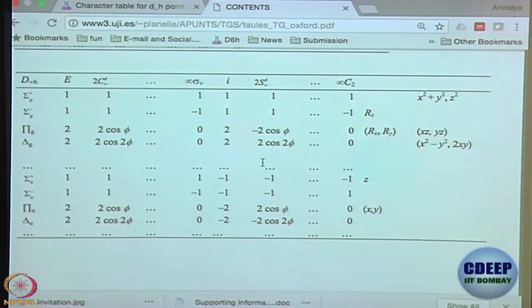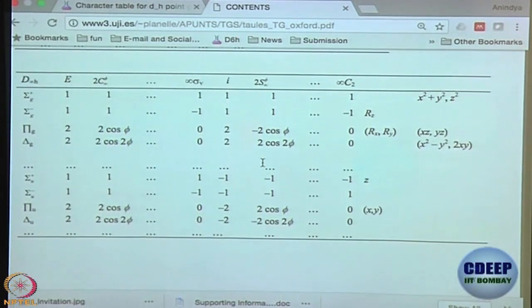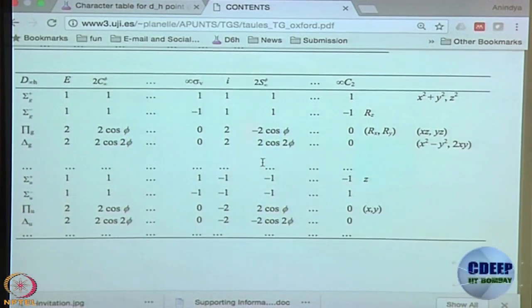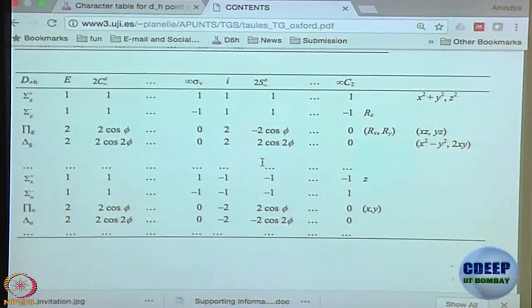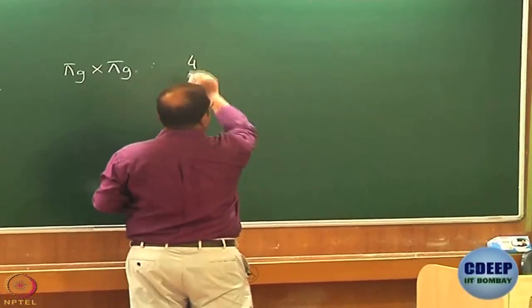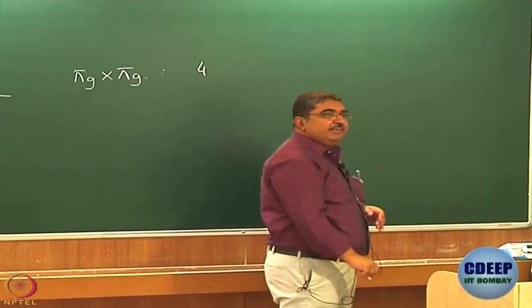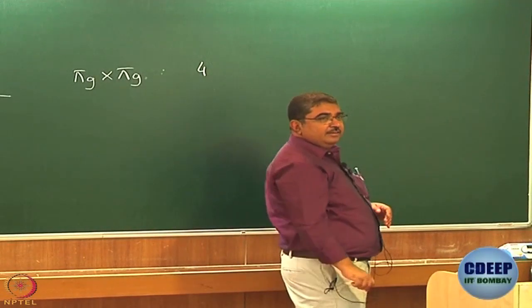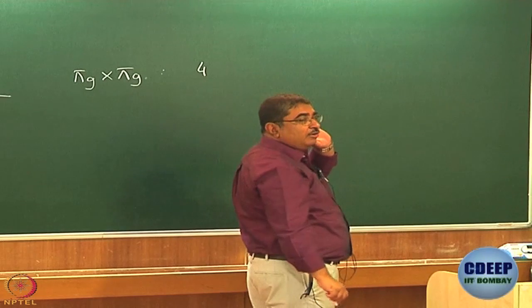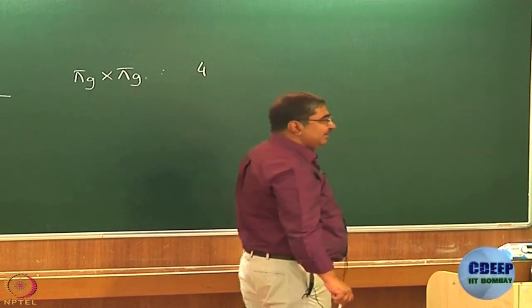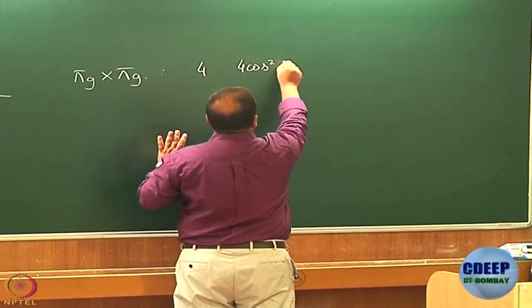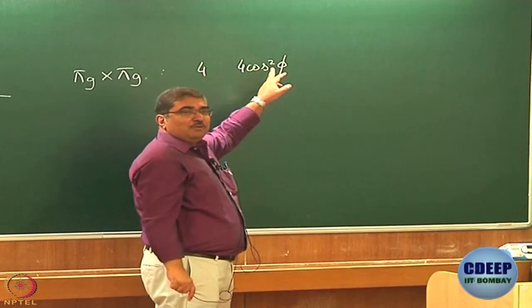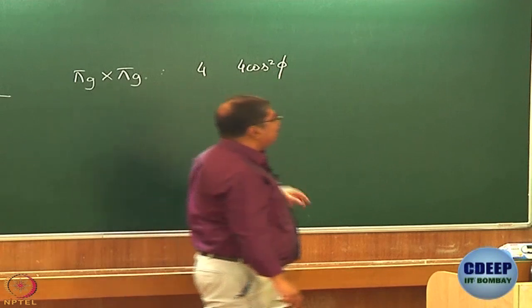Okay. Pi g cross pi g. What is pi g? This is pi g and once again this is pi g, right. So, what is pi g cross pi g? What are the characters that you get? So, 2 into 2, 4. What is the second one? What is the character of C infinity? 4 cos square phi. Yes. 4 cos square phi. What is the third one?